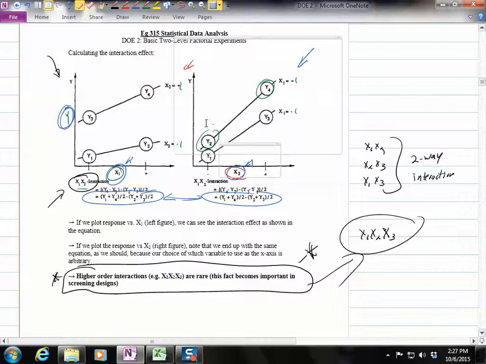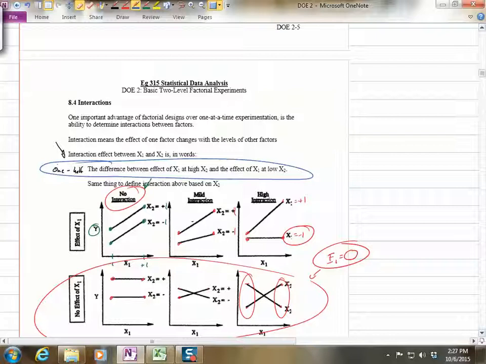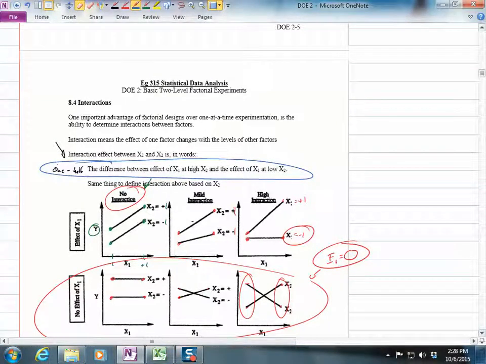So again, keep in mind that definition in words for the interaction. So 1/2 the difference of the effect of x1 at a high value of x2, and the effect of x1 at a low value of x2. And you could swap x1 and x2 around in that wording and still have the same answer, still the same value for the interaction effect.